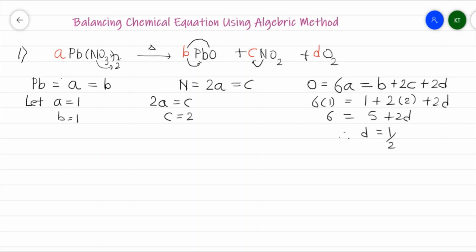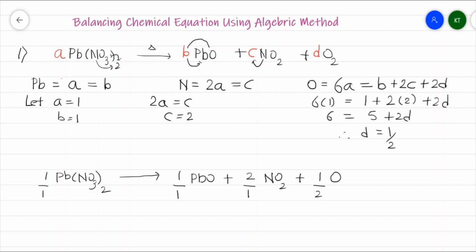Now after getting the values of a, b, c and d, let us substitute these values in the equation. So a is equal to 1, so I'll write down here 1 upon 1 Pb(NO3)2, which gives me b. So b value also I'll write down 1 upon 1 PbO plus c value I got as 2, so I'll write down 2 upon 1 NO2 plus d value I got as half, so I'll write down 1 upon 2 O2.